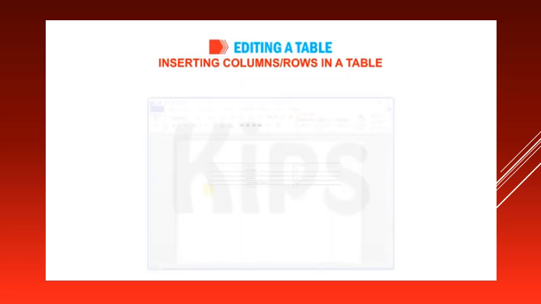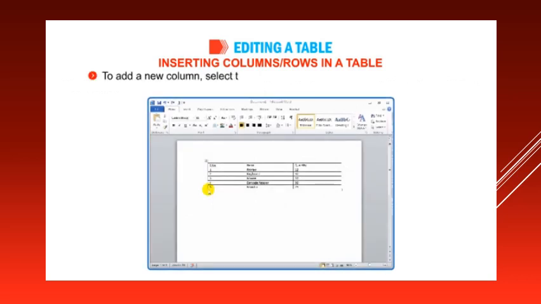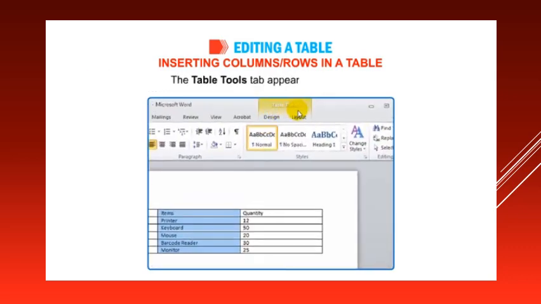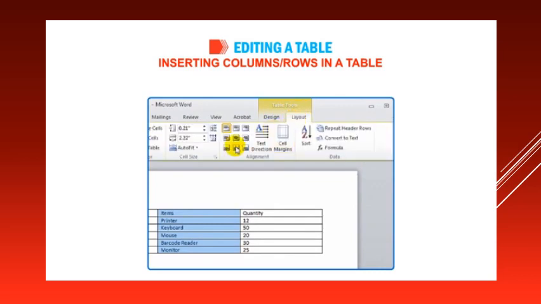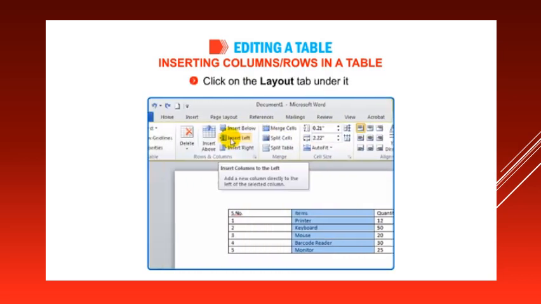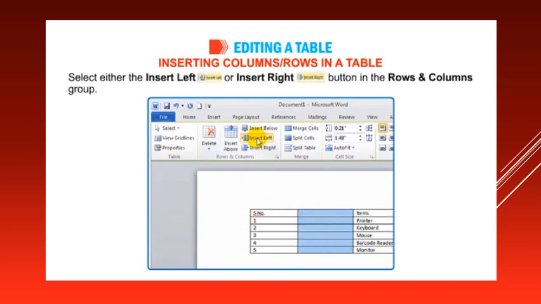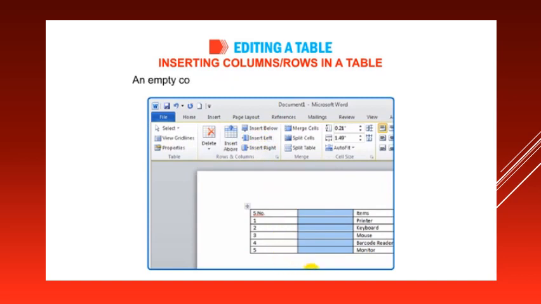To add a new column, select the column by clicking on the top border of the column adjacent to which you want to insert a new column. The Table Tools tab appears on the ribbon. Click on the Layout tab under it. Select either the Insert Left or Insert Right button in the Rows and Columns group. An empty column inserts in the table as per the chosen option.